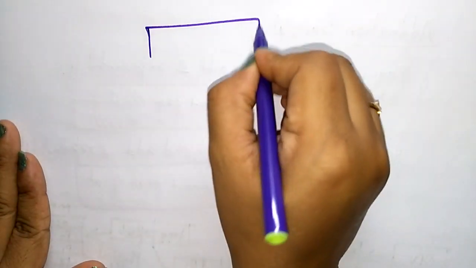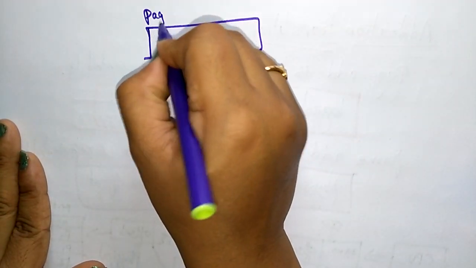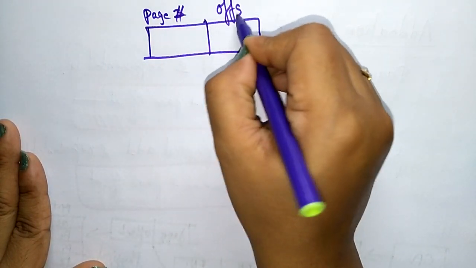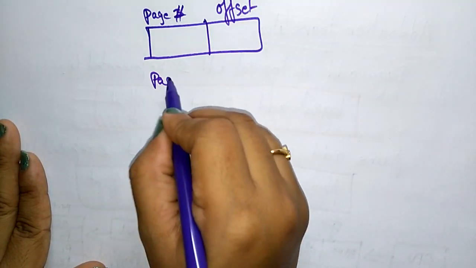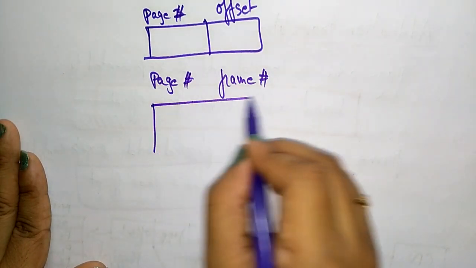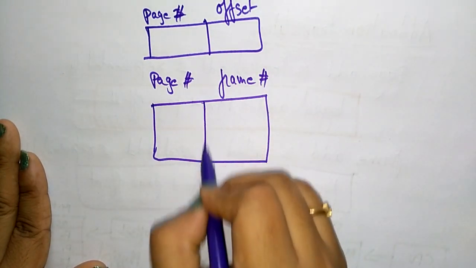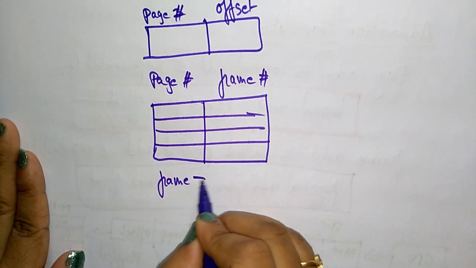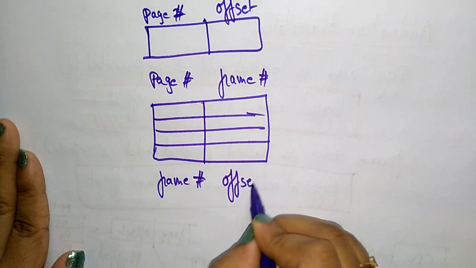Okay, I hope you understand. Let me take a simple example for this so that you understand what exactly I am saying here. Suppose this is the page, and this is the offset. Again the page number and frame number: the page number and frame number are present in the page table like this, and again the frame number and the offset.